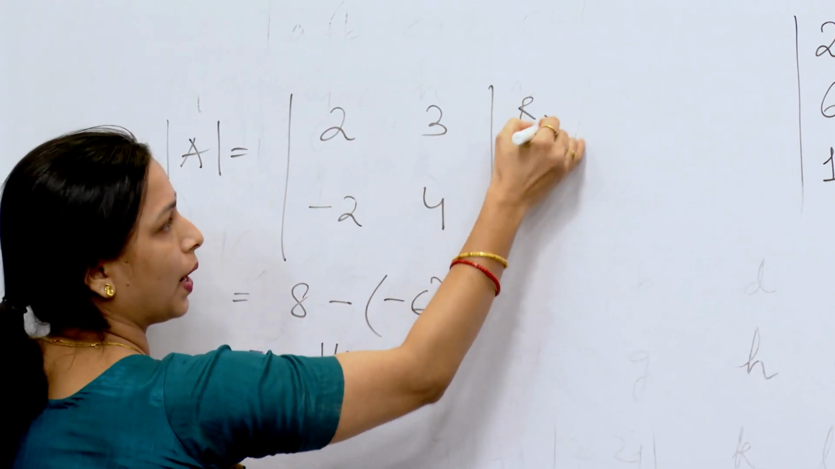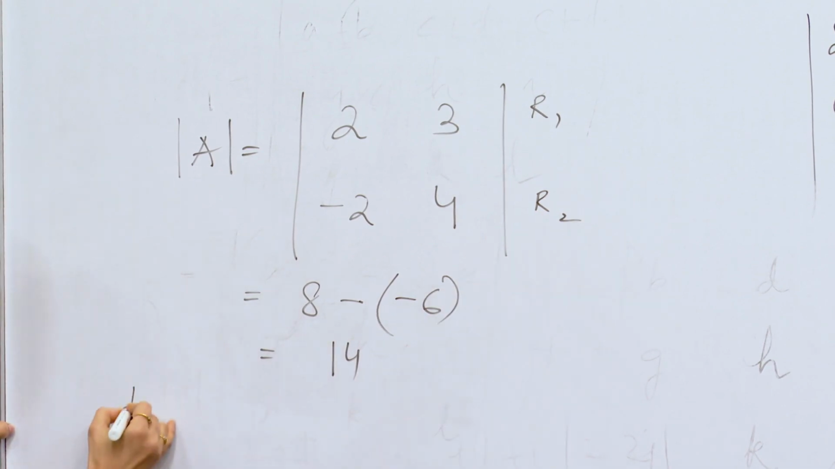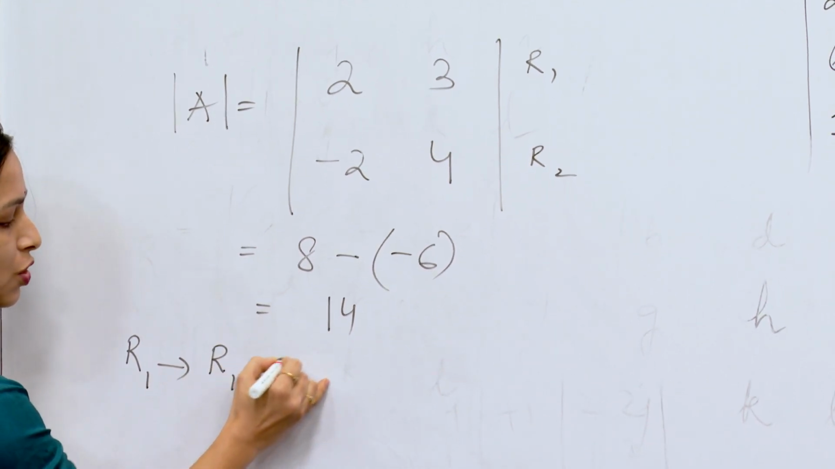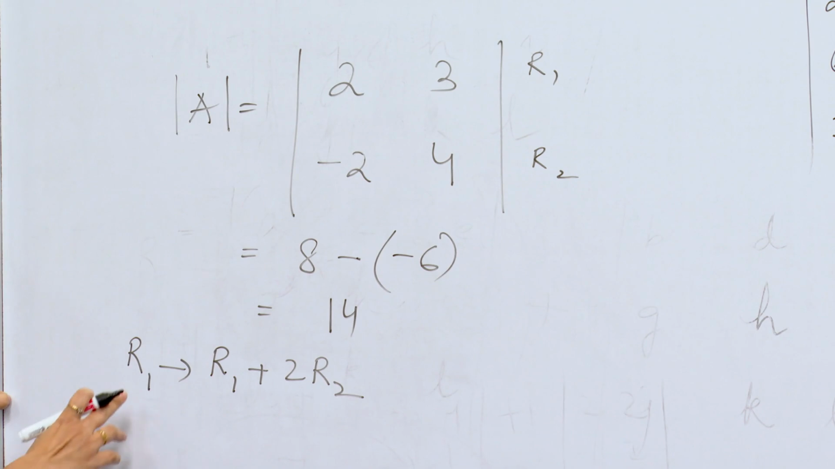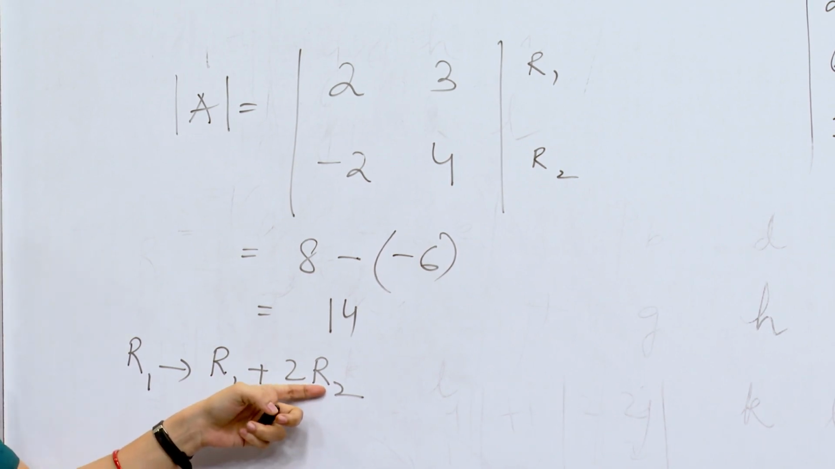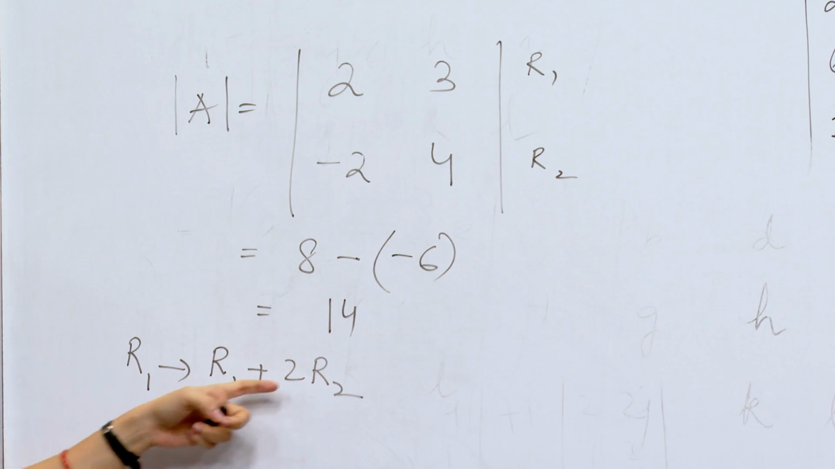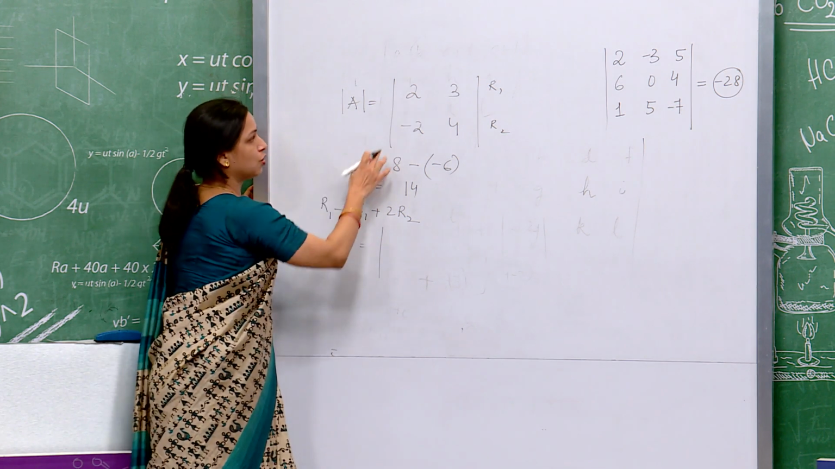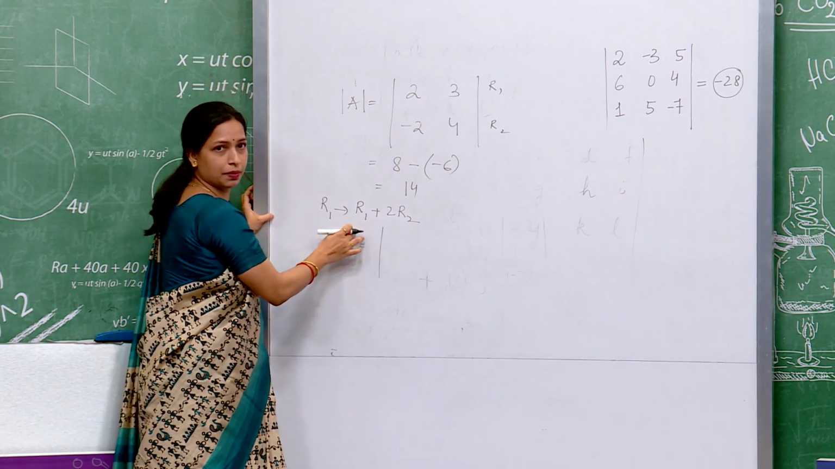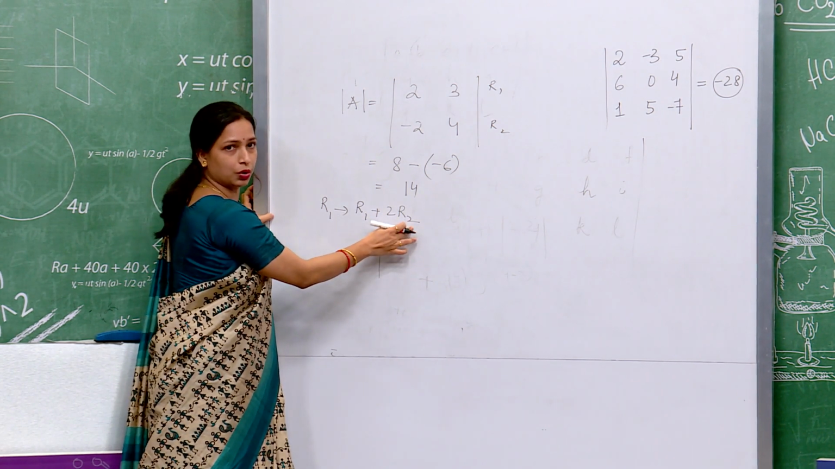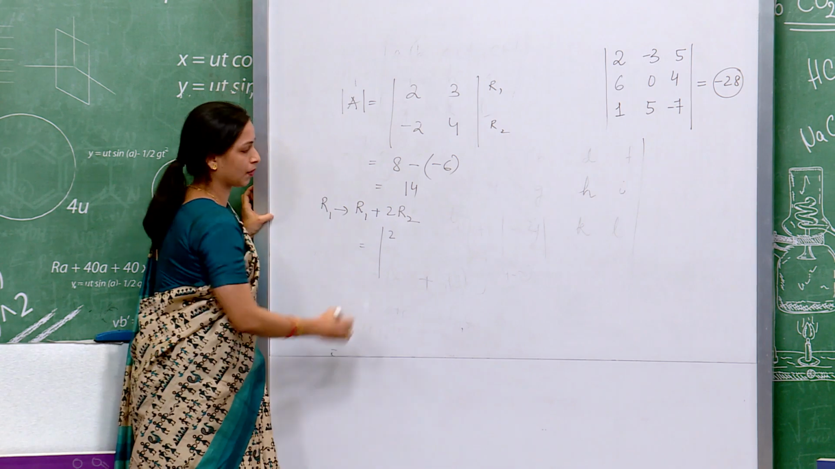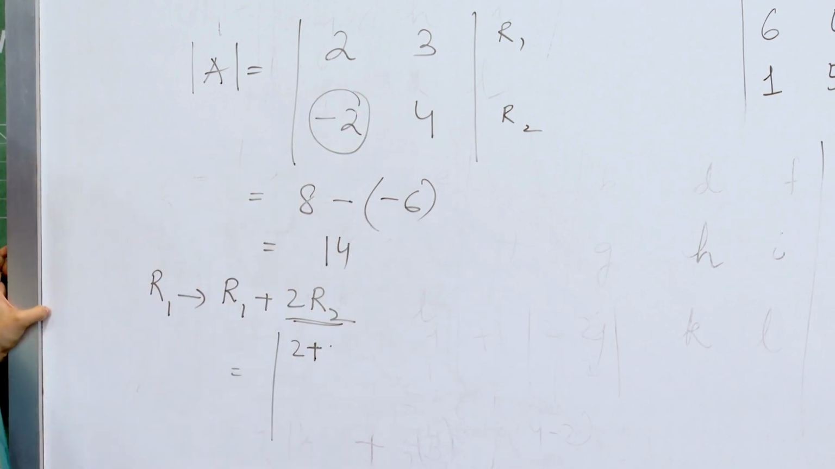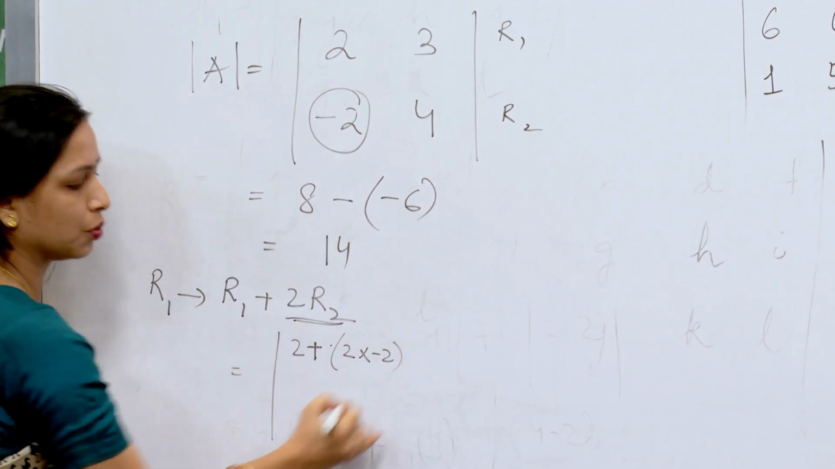Now, you know this is row 1 and this is row 2, right. If I write that row 1 becomes row 1 plus 2 R 2, that means here we are adding the multiples of an element of another row and making a new element, right. So, the new determinant will follow this equation: row 1 plus 2 times the row 2 element. So, here 2 plus 2 R 2. So, what is the row 2 element? Minus 2. So, here 2 into minus 2, right.